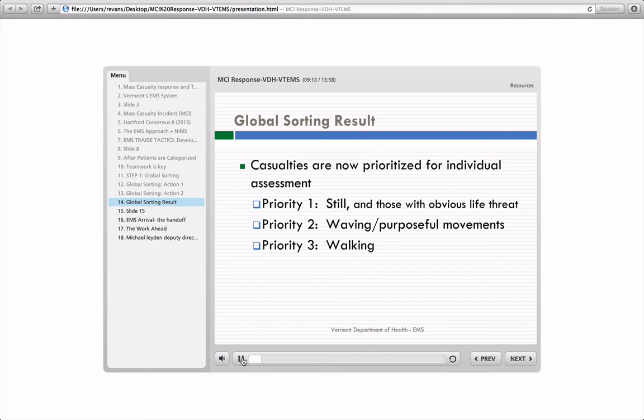As a result of the first two action steps, we are left in the end with three groups. Those that were able to walk and move to the fixed location will be priority 3. Those who were able to wave or make purposeful movements will be priority 2. All remaining individuals become priority 1 by default, those that are still and those with obvious life threats. These individuals are at high risk for having life-threatening injuries that require immediate stabilization, and therefore are prioritized first.